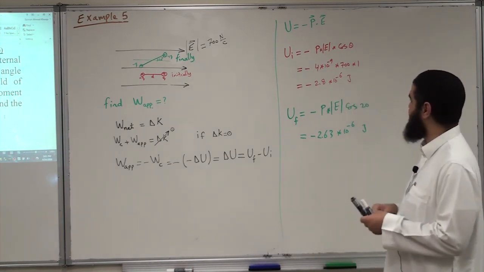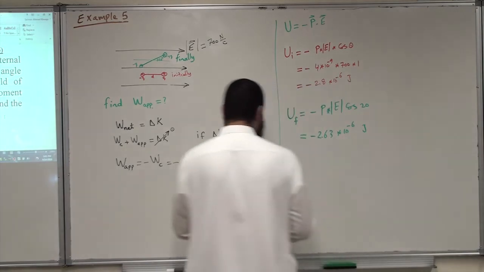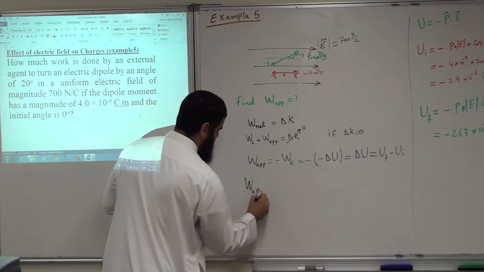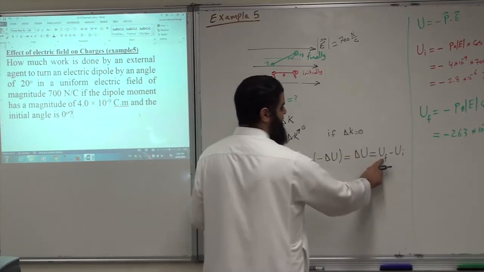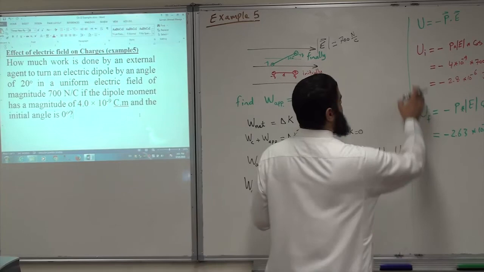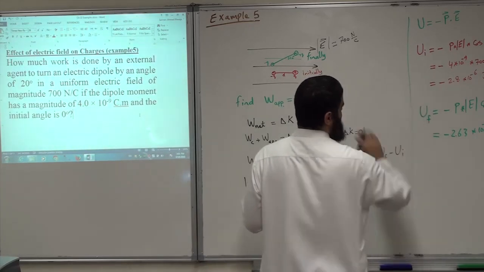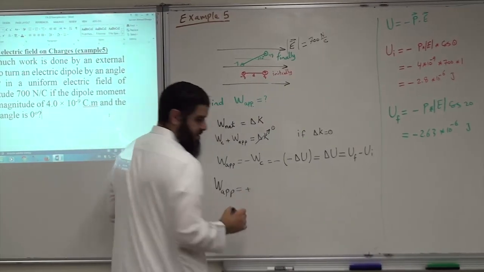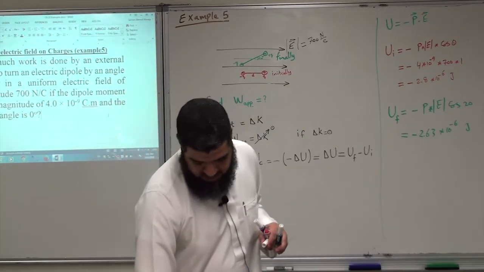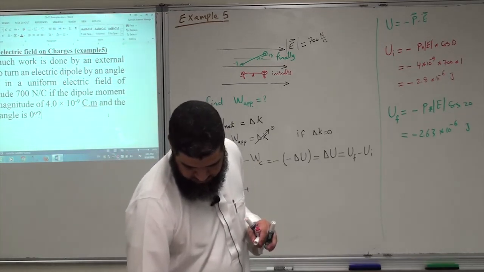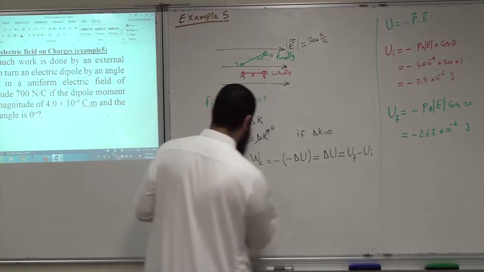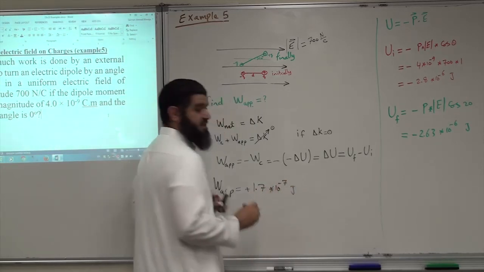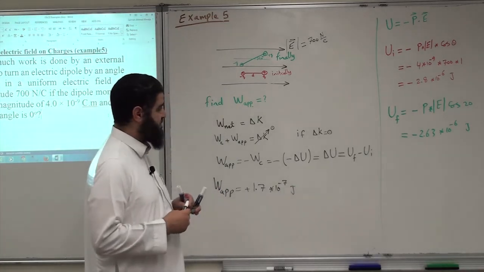Now I am ready. I want to find the work applied. Work applied will be the difference: U final minus U initial. This is more negative than this, so you will end up with a positive value, and that will be 1.7 times 10 to the minus 7 joule. This is the work done by the applied force.